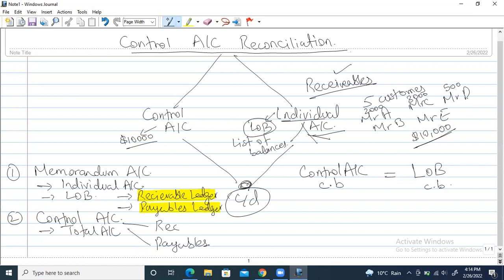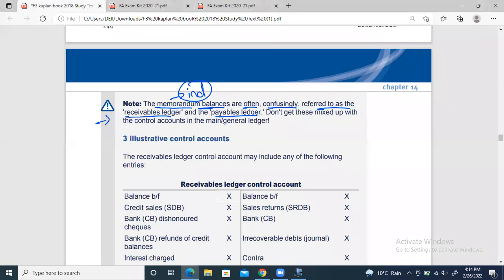So if in the exam question, or in the exam kit question, it's called the balance in receivable ledger, if the word receivables or payable ledger is used, not the full word, not the control account, then this means that this is the individual account. Many students make this mistake: they understand payables ledger and receivables ledger as a control account, because they say, oh yes, this is a ledger, right? So this may be a control account, but that's wrong.